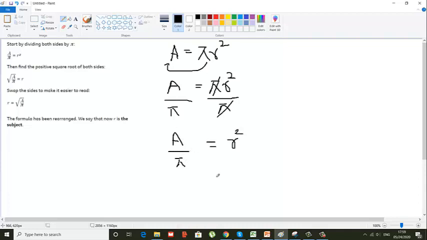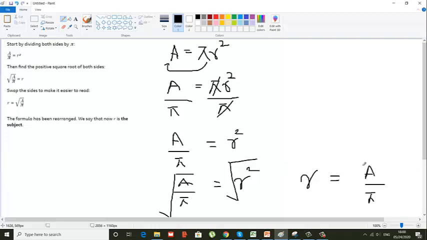squared. What I want to find is r, not r squared. So I must take the square root of r squared, and I must do the same on the left hand side as well. So I take the square root of A over pi. Square root of r squared is equal to r. Now I am going to rearrange the formula. I am going to write the right hand side as the left hand side. The square root of r squared is r. And on the right hand side I have the square root of A over pi.